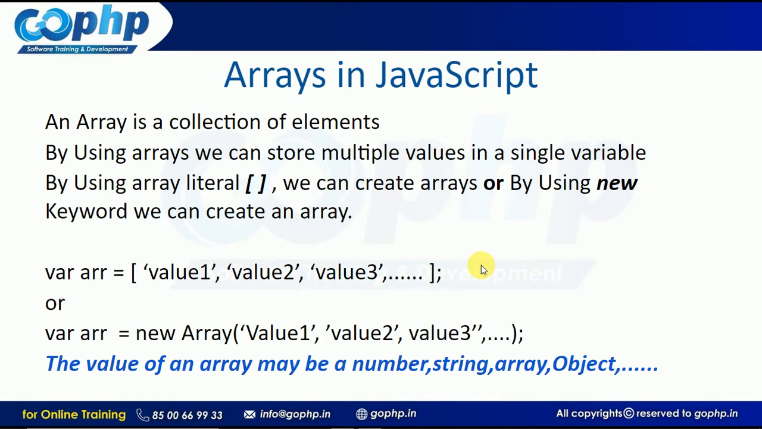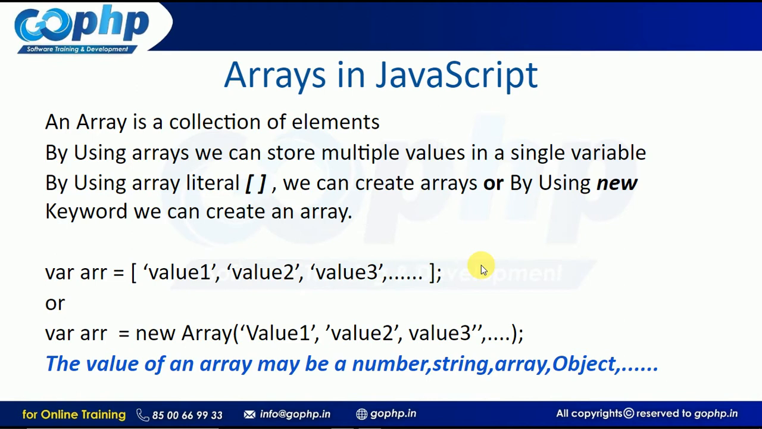And here, what is the difference between a normal variable and an array variable? Generally, by using arrays, we can store multiple values in a single variable, whereas in a normal variable we can just store one value. If you want to store multiple values in a single variable, it's better to go with an array, right?